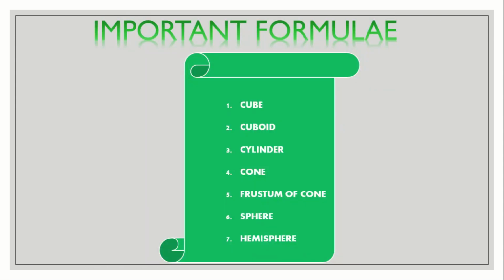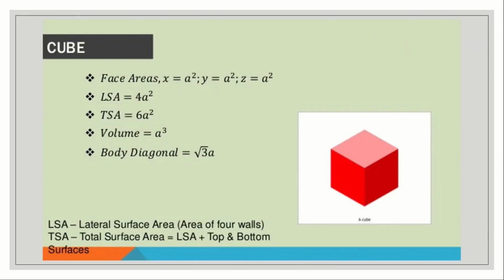Now we are going to learn about the very important formulas for surface areas and volumes of different shapes in geometrical figures. First one is cube, then cuboid, cylinder, cone, frustum of cone, sphere and hemisphere. First one is cube. In a cube, the face areas x is equal to a square, y is equal to a square and z is equal to a square. Since in a cube all the sides are equal, every face area becomes a square.